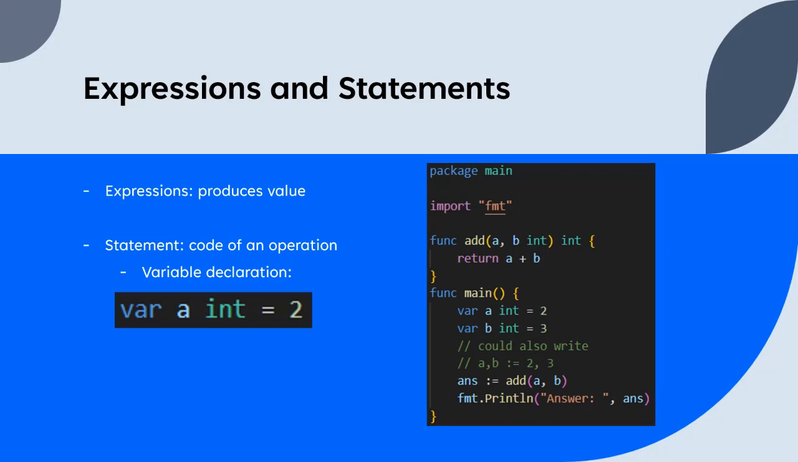Statements represent an operation. Unlike C++, Go uses very explicit statements. The var keyword and control flow statements like if and for all have very clear meaning. Like shown in the variable declaration below, var a int = 2.